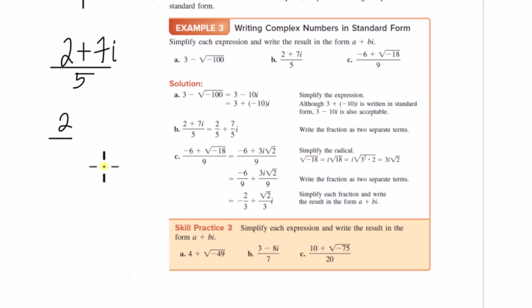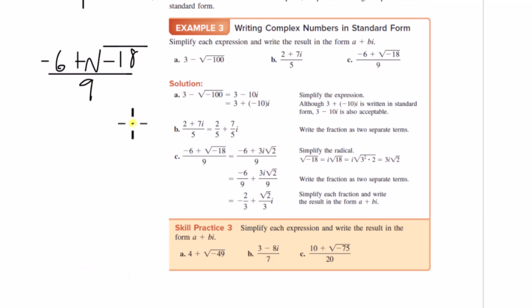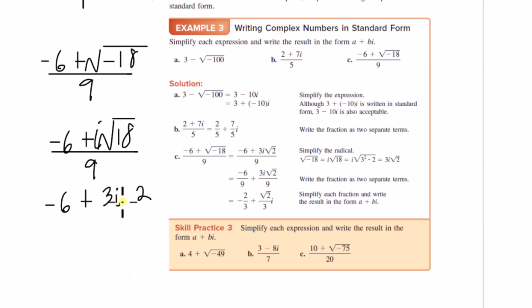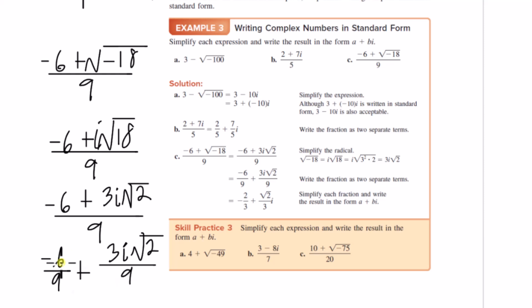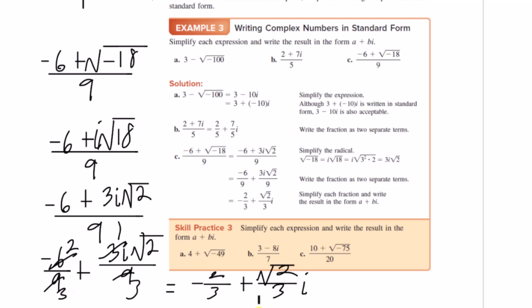Now, what about this: minus 6 plus... Okay, let's simplify this. Take out an i. 9 times 2 is 18, so we could take out a 3. Now, minus 6 divided by 9 plus 3i root 2 divided by 9. 6 divided by 3 is 2. So we get minus 2/3 plus, and now we can see the real part and the imaginary part clearly. And there we go.